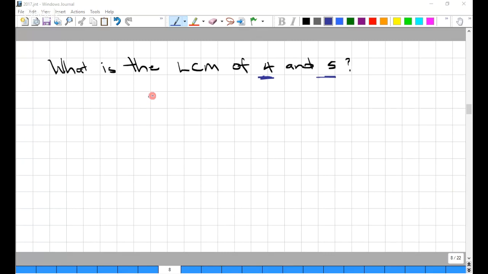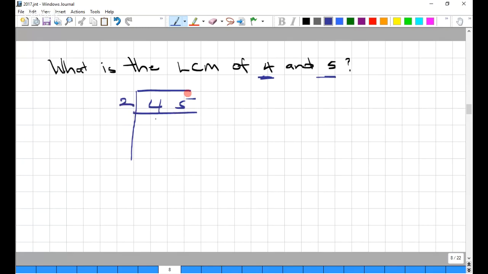Let's see if we can get this. So let's set this up for LCM. So we have 4 and we have 5. Hold on, let me go back. This needs to be neater. Let me see if I can get this neater. Just a little better. 4, 5. What do we start with? Smallest prime is 2. Very good.